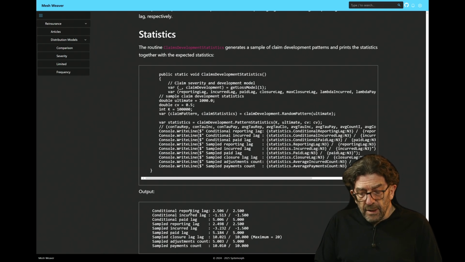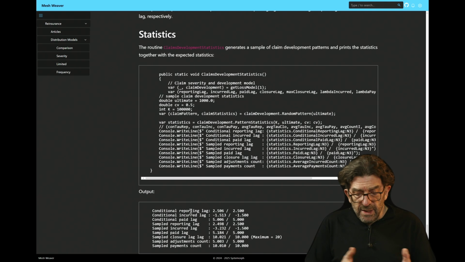So given the closure, I can then define the conditional reporting lag by scaling the timeline. But if I do this for all the claims, I should more or less end up again with what we are expecting. This is exactly what's happening. The input is 2.5 years, and for the condition I get 2.506. Very good. The same with the conditional incurred lag.